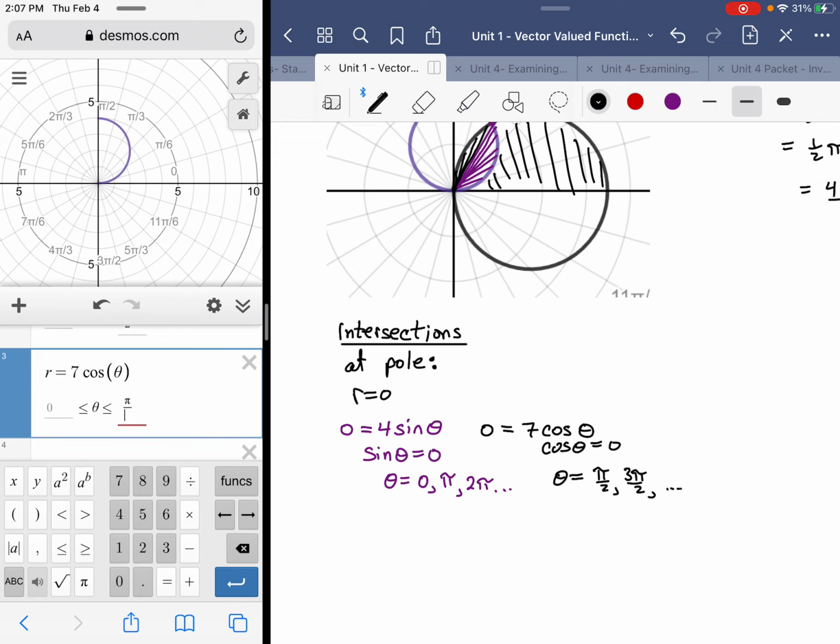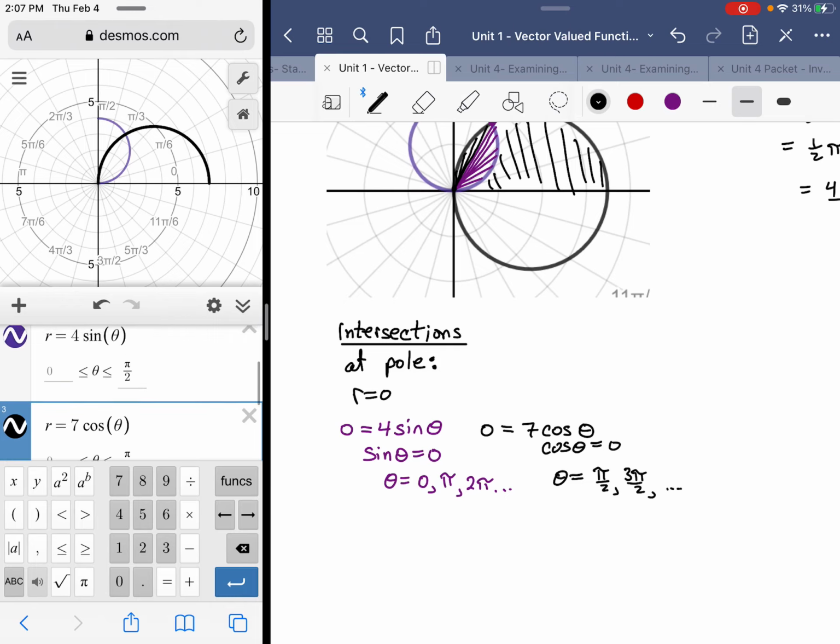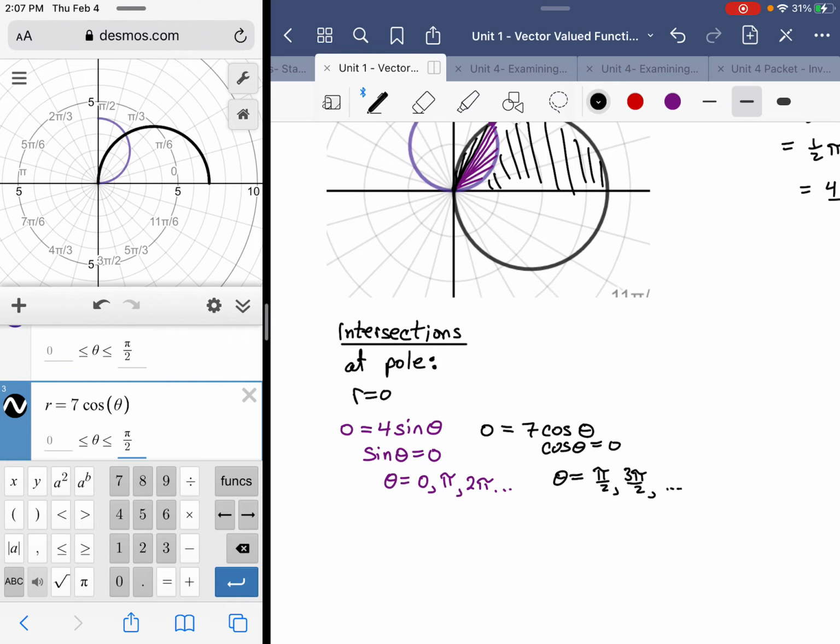But let's just focus on the 0 to pi over 2 interval. Not pi over 2, pi over 2. All right, that gives us a semicircle, so that's good. It's keeping it in the first quadrant. So if we go to pi over 2 in both cases, we're fine. But we know, or at least it looks like, this one hits the pole, because that's really the ultimate objective here, to determine when it hits the pole.